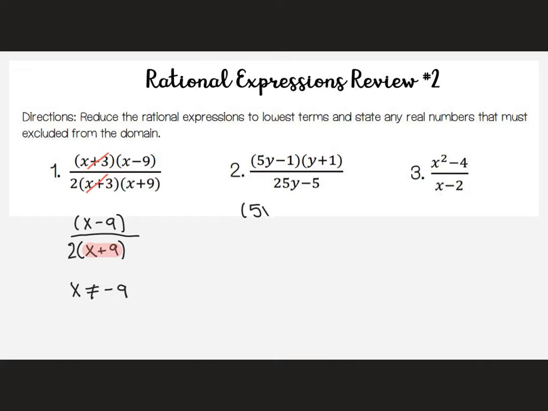In example number 2, the numerator is fully factored, but the denominator is not. If you focus on the denominator, we can factor out a 5 from both terms. When I factor out a 5, I'm left with 5y minus 1. Once everything's fully factored, we look for any common factors we can cancel, so we can cancel out our 5y minus 1s. In the numerator, I'm left with y plus 1. In the denominator, I'm left with 5.